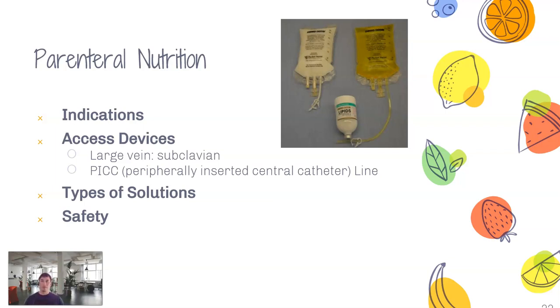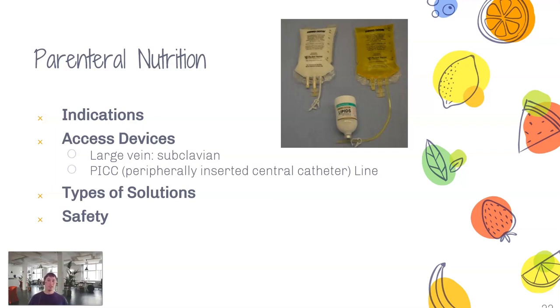Types of solutions that we might give will range anywhere from 10 to 70% of dextrose in water. Usually it's lower, closer to 20% though, along with amino acids, vitamins, trace elements, and minerals.